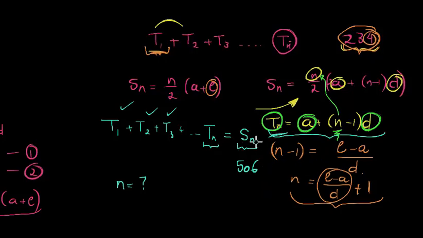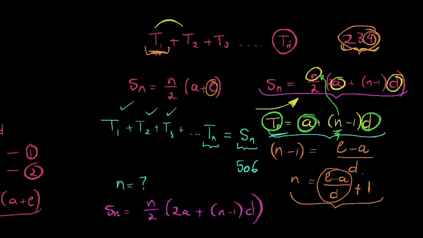Okay, but we have Sn. So which formula would we use? We'll use this formula: Sn is equal to n over 2, 2a plus n minus 1 d. What do we have in this formula? Do we have Sn? Yes, so we've got Sn. Do we have n? No, this is the one we're trying to get. Do we have a? Yes, they're going to give me that term. Do we have d? Yes, easy to get. I still have to calculate it, but that's just the difference between those two.